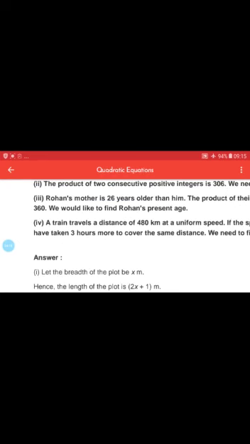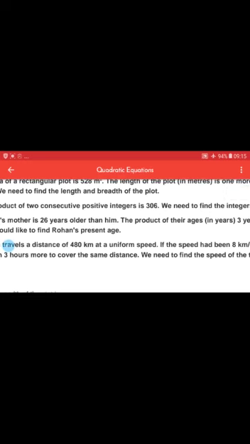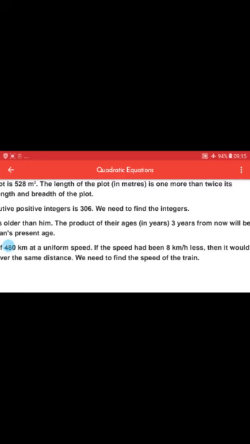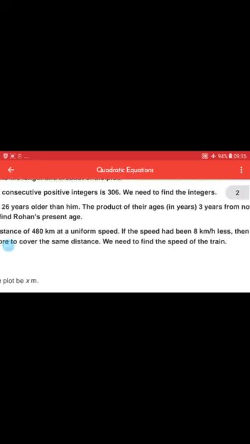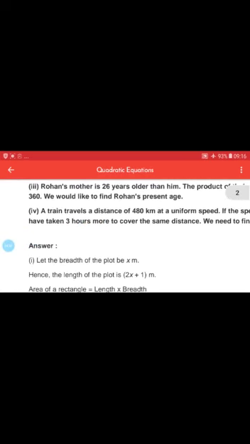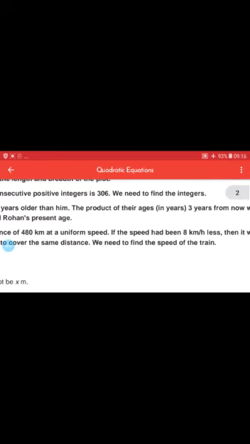A train travels a distance of 480 km at a uniform speed. If the speed had been 8 km per hour less, then it would have taken 3 hours more to cover the same distance. We need to find the speed of the train.